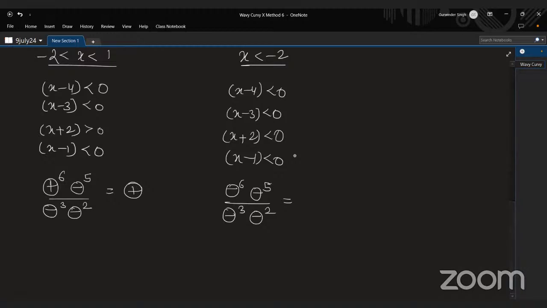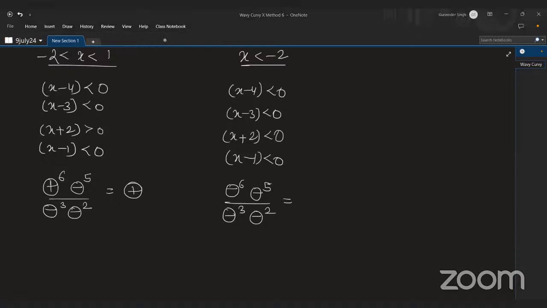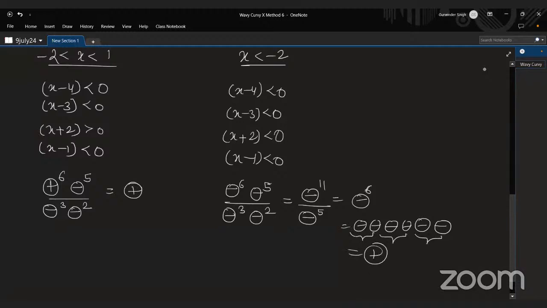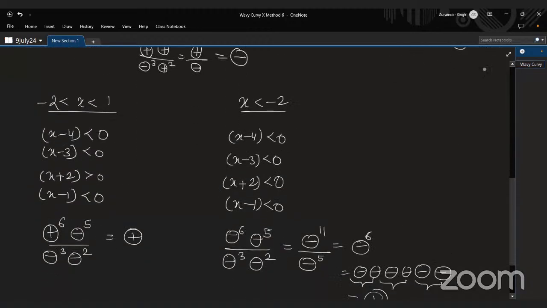Are you sure? No, check it once. See, in the numerator we are getting negative to the power 11, and in the denominator we are getting negative to the power 5. So overall we are getting negative to the power 6. That means negative multiplied by negative six times. Sir, these two will be positive, these two will be positive, these two will be positive. So the answer will be positive.